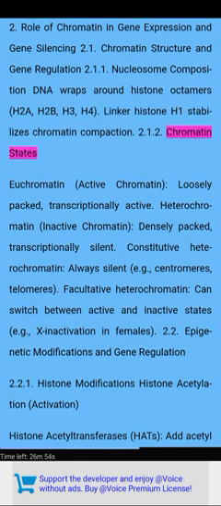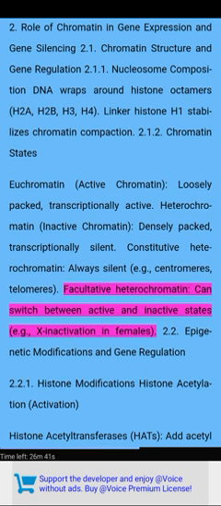2.1.2. Chromatin states. Euchromatin, active chromatin: loosely packed, transcriptionally active. Heterochromatin, inactive chromatin: densely packed, transcriptionally silent. Constitutive heterochromatin: always silent, e.g., centromeres, telomeres. Facultative heterochromatin: can switch between active and inactive states, e.g., X inactivation in females.